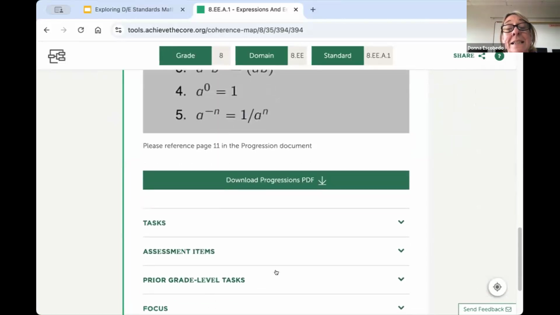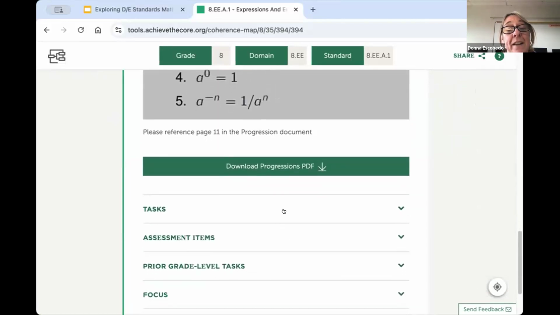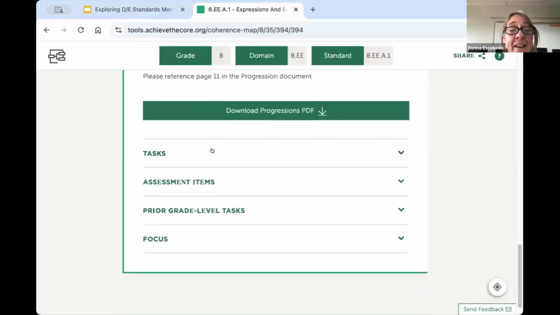And they'll give you some additional tasks. This has been a favorite of mine because oftentimes they'll take you into that other website that I talked about, the Illustrative Mathematics, and then give us some things that we can start using right away.